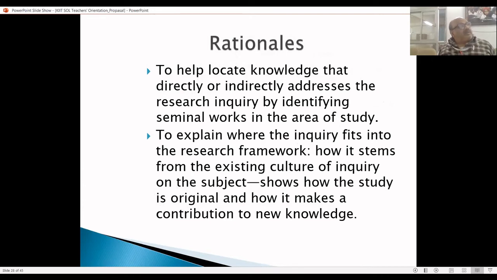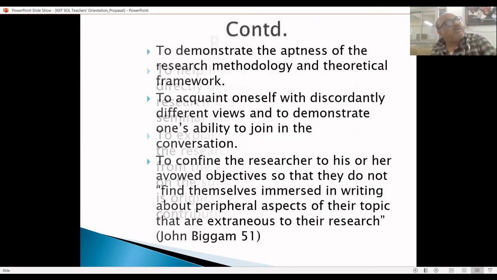So, what is the rationale? The rationale for it is just one word, that is originality. If I use a phrase, literature review is a must for showing to the dissertation committee that the work is going to make an original contribution to knowledge in this field. And it also helps justify the methodology and theoretical framework.